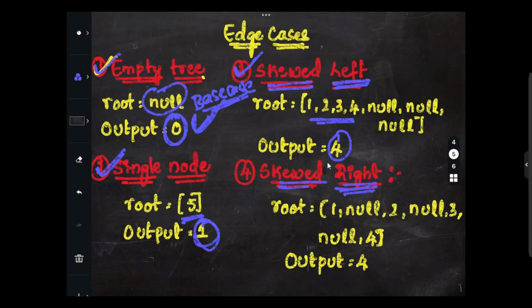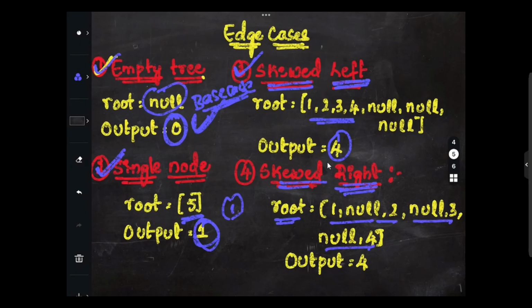You can just draw that one if you want to understand, right? We know the left and right skewed tree, I hope you guys know. We have previously discussed the left and right skewed tree. If you don't know, you can watch the previous videos as well, right? So in this case, 1 null, 2 null, 3 null, 4.